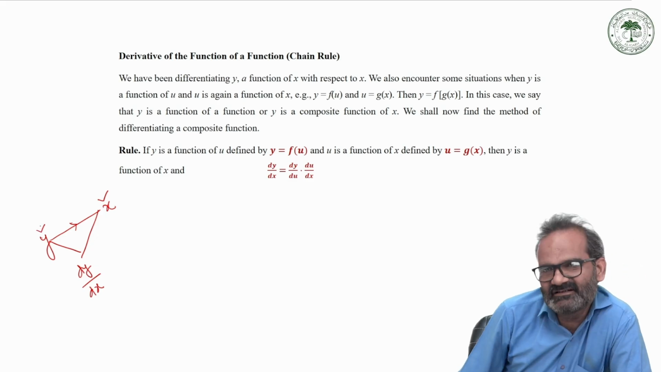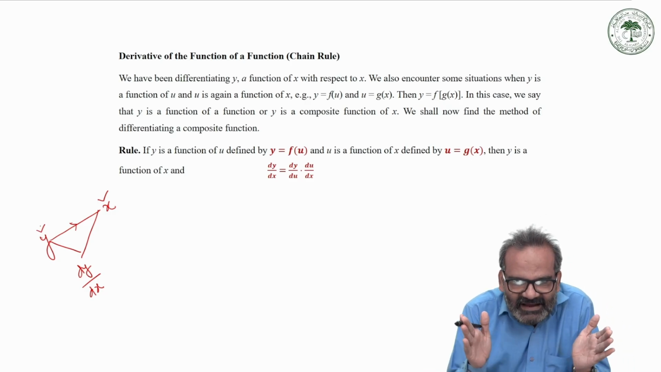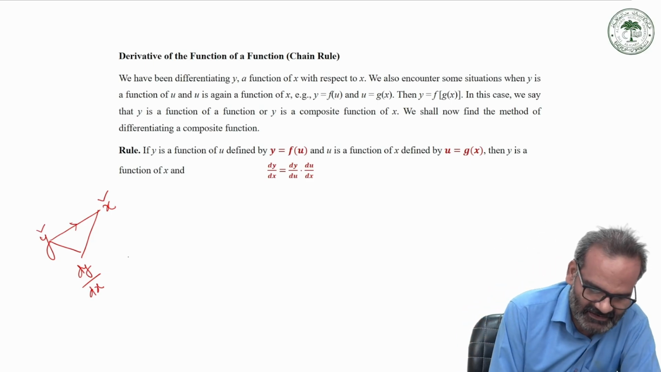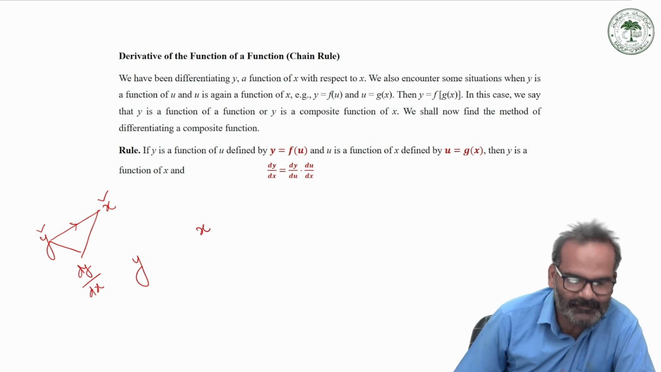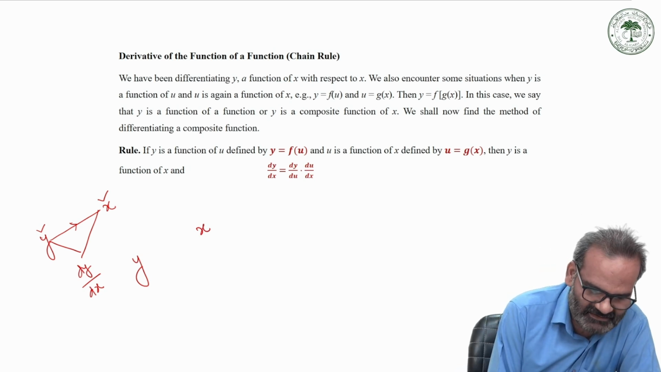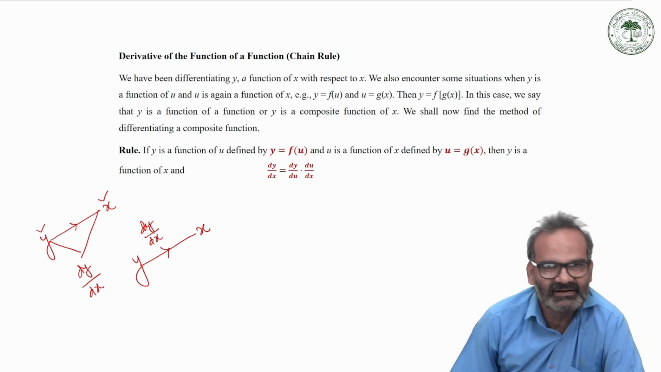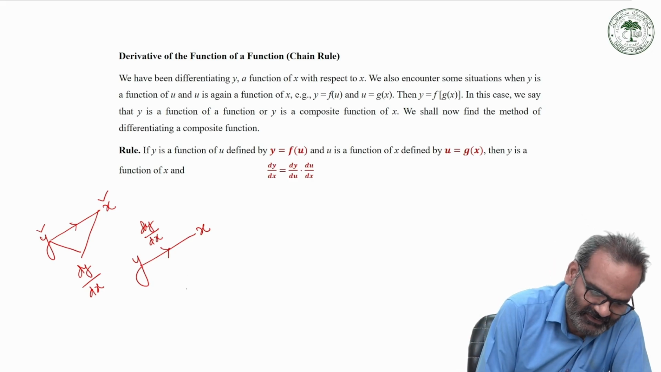Now we will change the situation. What we will do, we are sandwiching a new variable in between x and y and then see what happens. See, this is your y and this is your x. What is our objective? We want to find out the derivative of y with respect to x, that is dy over dx, but not directly. Rather, we will take a new variable, say u here.